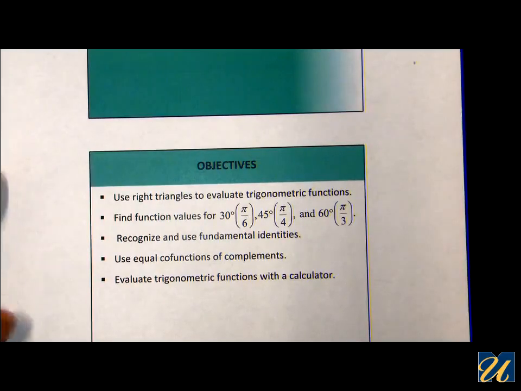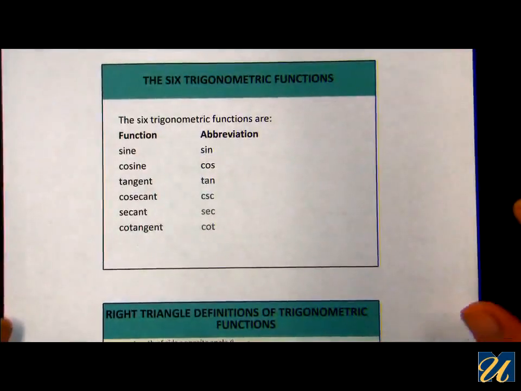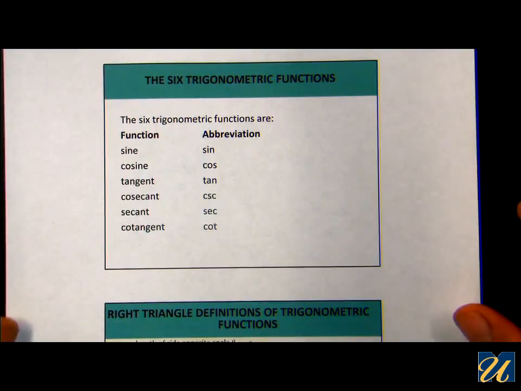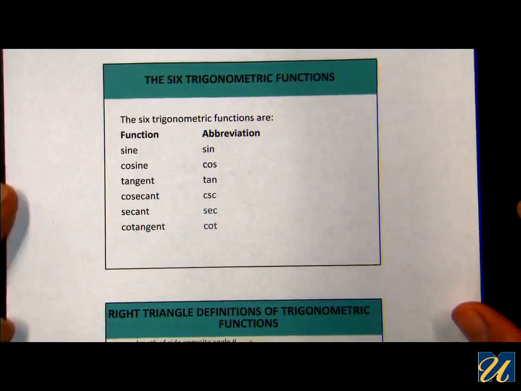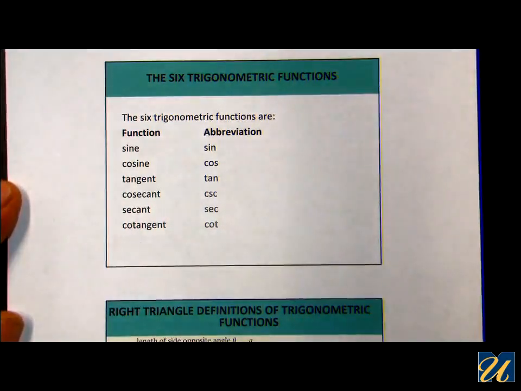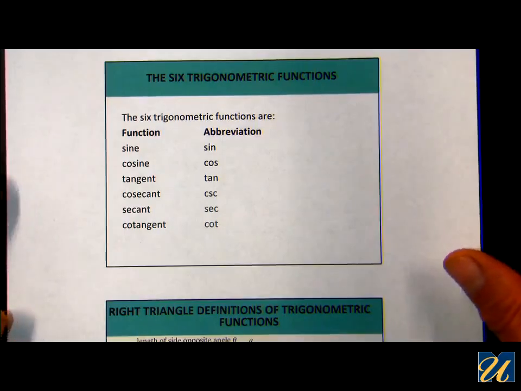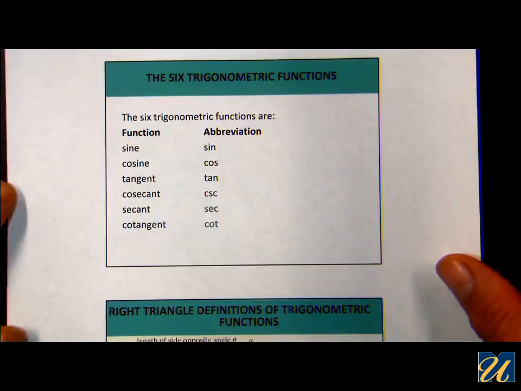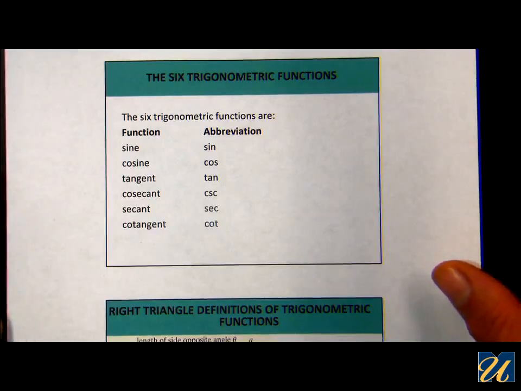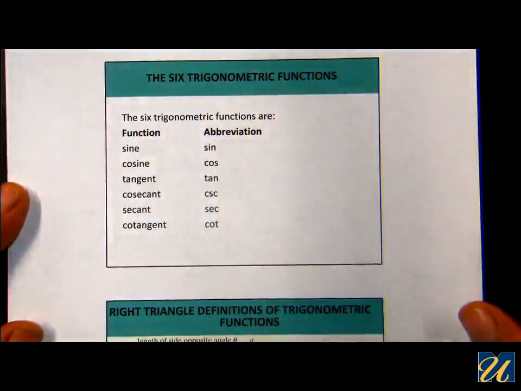Let's see how the trigonometric functions are defined. There are 6 trigonometric functions. They are sine, cosine, tangent, cosecant, secant, and cotangent. They have abbreviations. Cotangent is cot, secant is sec, cosecant is csc, tangent is tan, cosine is cos, and sine is abbreviated sin. These are the names of the trig functions. These are not functions, these are the abbreviations for those functions.